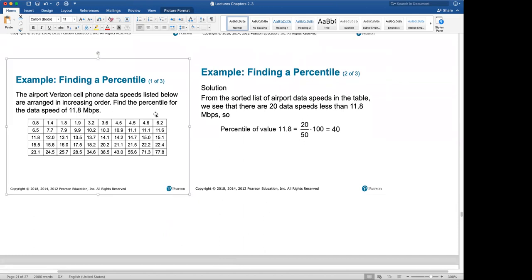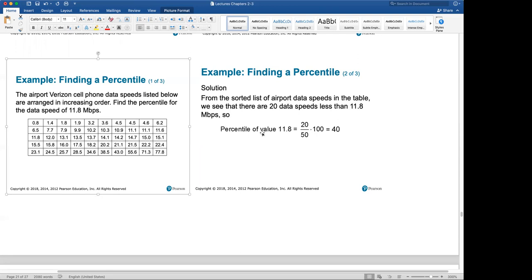Airport Verizon cell phone data speeds listed below are arranged in increasing order. Find the percentile for the data speed of 11.8 Mbps. All right, first you need to sort the data, right? But luckily the data is already sorted. You see that 0.8 through 77.8. Now where's 11.8? 11.8 is right there. So how many data values are below 11.8? See, 1, 2, 3, 4, 5, 6, 7, 8, 9, 10, and there are two columns, so two rows. So 20 data values are below 11.8.